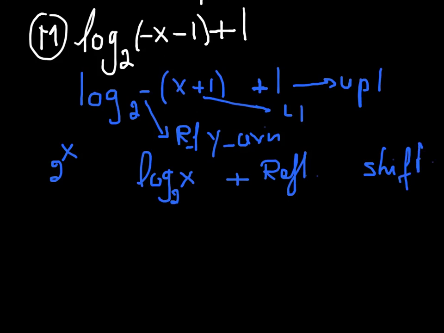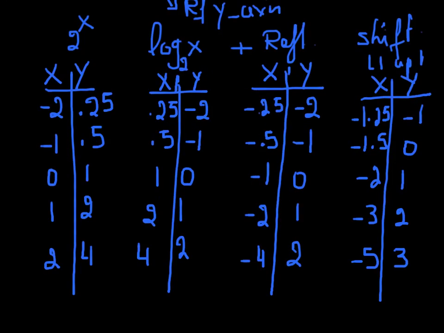Now, while I'm constructing this table, we're going to go left and up. I'm going to go ahead and construct the table, and then I'll be right back. Okay, now that I filled in the table, I want you to look at 2 to the x, flip them to get to the log. Reflection, I changed the sign on all the x's. And then left 1, I subtracted 1 from the x's, up 1, I added 1 to the y's.